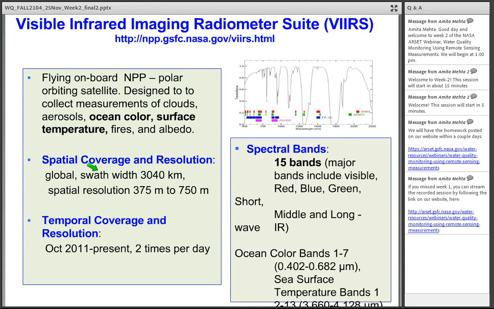The swath size is a bit larger, about 3,000 kilometers or so. And spatial resolution, again depending on band, is 375 meters to 750 meters, a little lower than MODIS. And it's available since 2011.